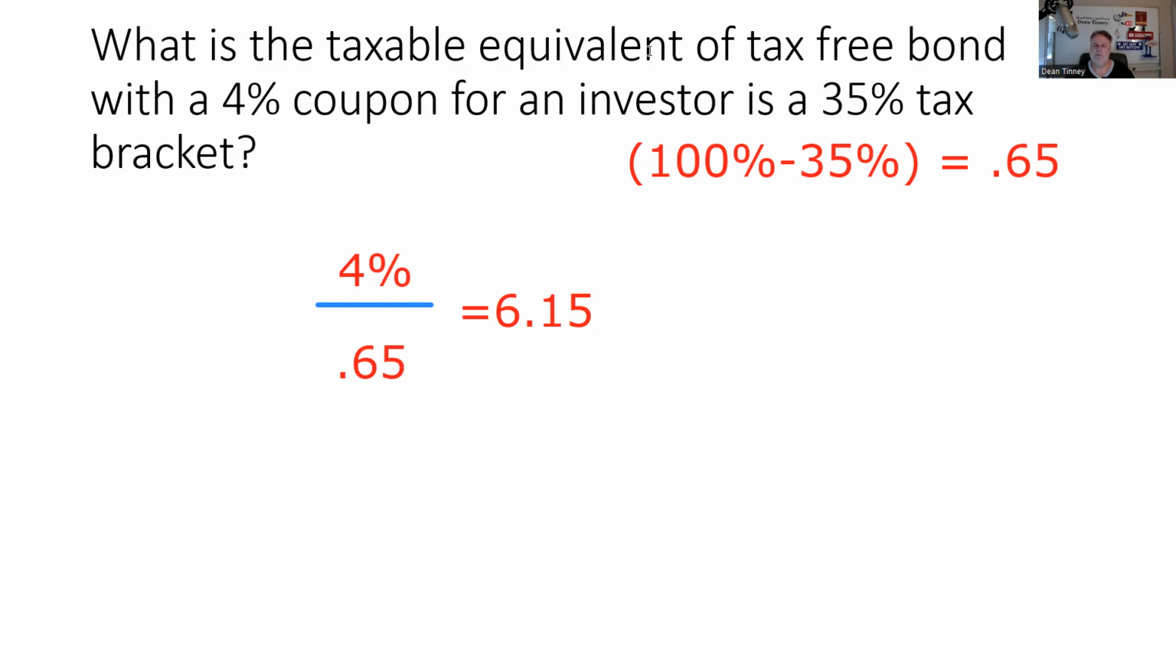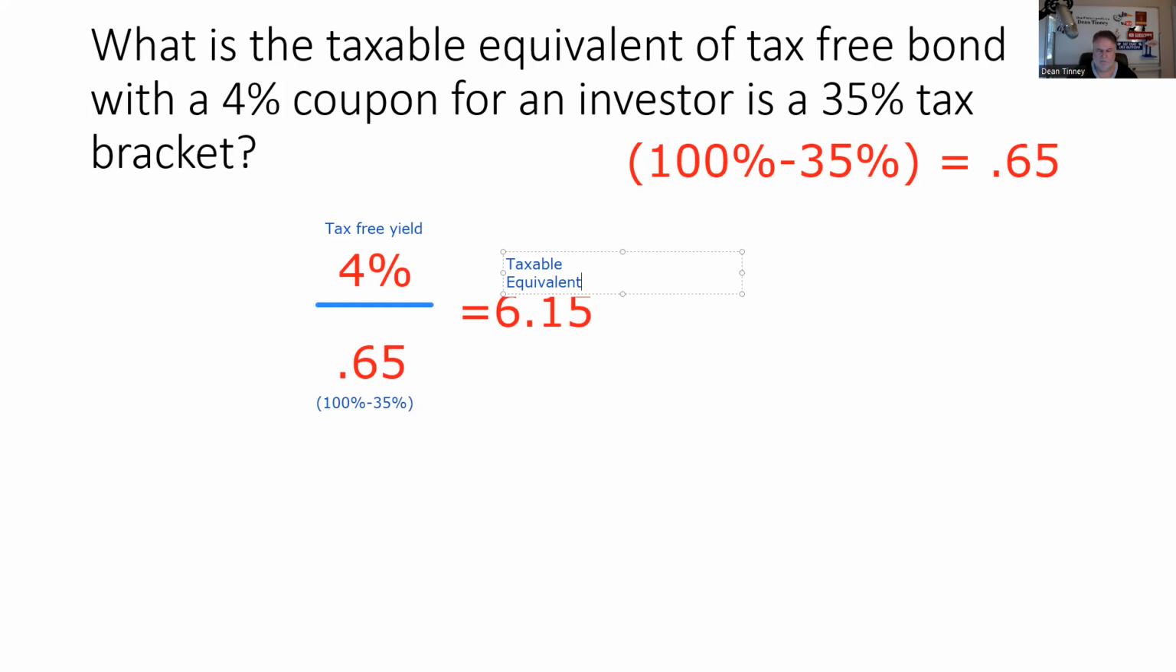So again, let's just label what we did here. What we did here was we took the tax-free yield, the coupon on the tax-free bond, and we went the other way. And what we divided by was 100% minus the tax bracket. And when we did that math, we ended up with the taxable equivalent yield. So in your tax bracket, getting 4% and not paying taxes is the same as getting 6.15.